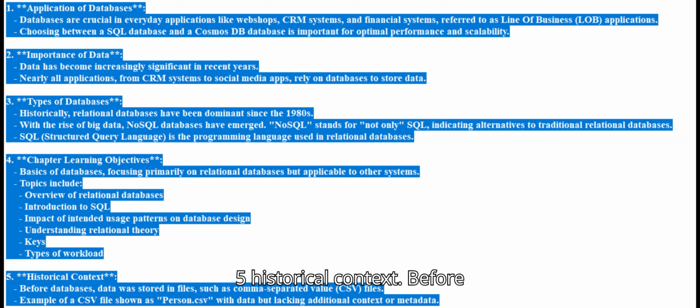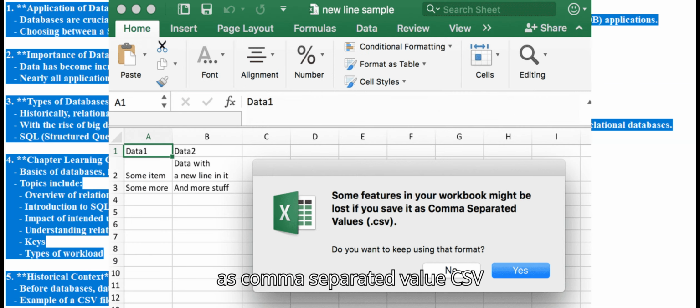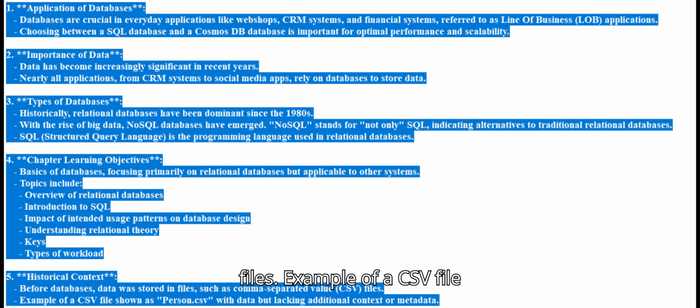5. Historical context. Before databases, data was stored in files, such as comma-separated value (CSV) files. Example of a CSV file shown here, with data but lacking additional context or metadata.